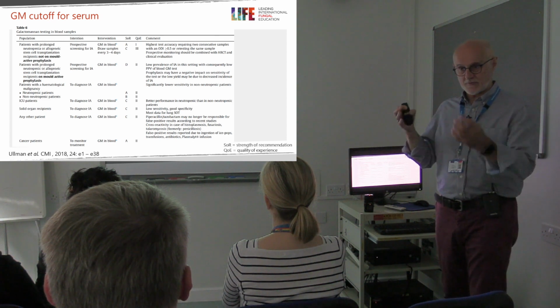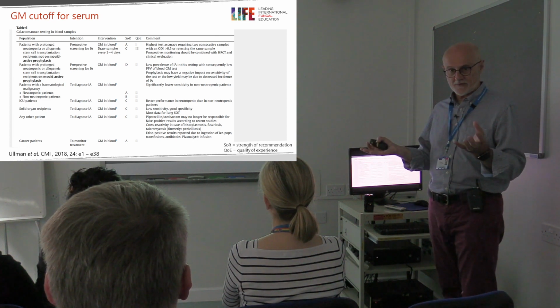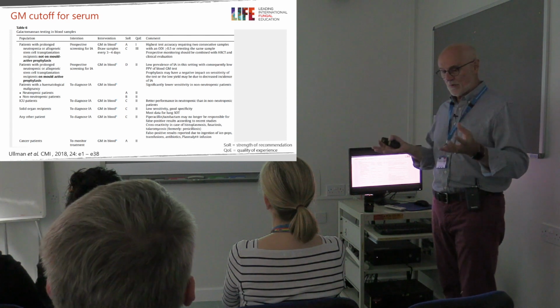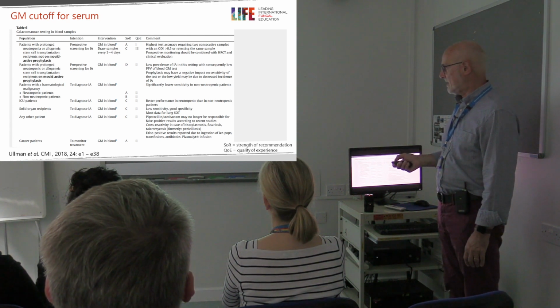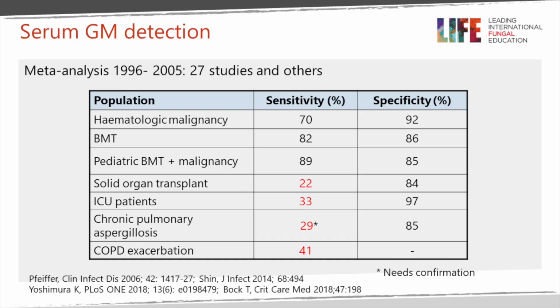That's not surprising, you're suppressing the level of fungus, that's the idea of prophylaxis, so you're not going to see high levels of Galactomannan, and so on, and you can see for yourself the levels of recommendation in these various patient groups. So there have been many meta-analyses, and here is quite a big one that examined 27 studies. This is from 1996 to 2005, and there have been some subsequent to that, and I've given you some of the key references here from which this data is taken.